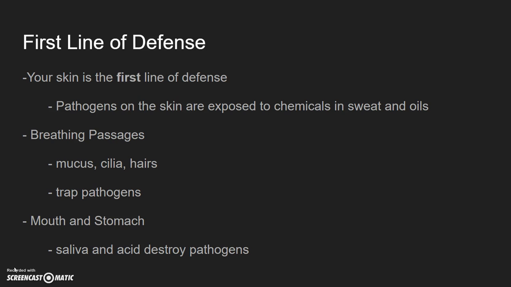On your skin, pathogens are exposed to chemicals in your sweat and oils that basically destroy them, or they'll fall off with the dead skin. Your breathing passages have mucus, cilia, and hairs that trap the pathogens, and then you can cough or sneeze and get rid of them that way. Your mouth and stomach, as you probably know, have saliva and acid, which are meant to break down food, so they also break down the pathogens and destroy them.